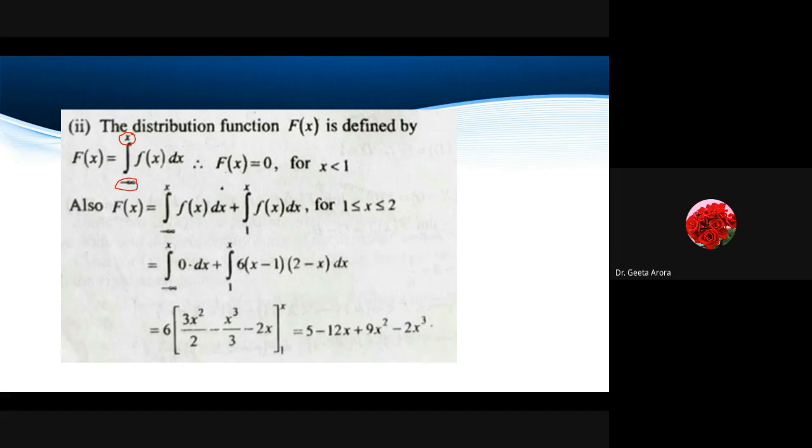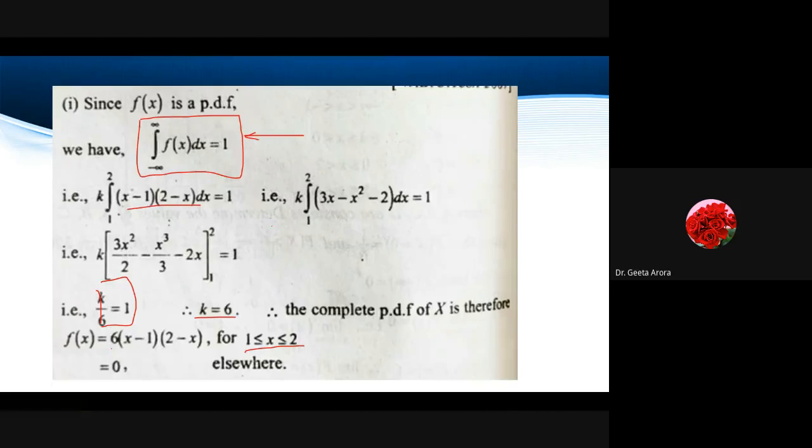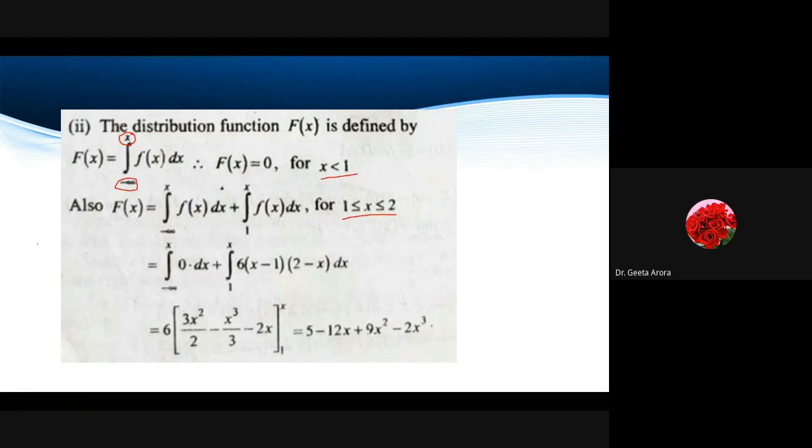So we have f(x) equal to 0 for x less than 1, because for 1 to 2 only we are getting the value of f(x). And this is what we have written here. You can see from x equal to 1 to 2 we are getting f(x) equal to this. So in place of minus infinity to x, we can write 1 to x, because the values are lying between 1 and 2. When x lies between 1 and 2, the values are given by this. I think the author has not written it correctly.